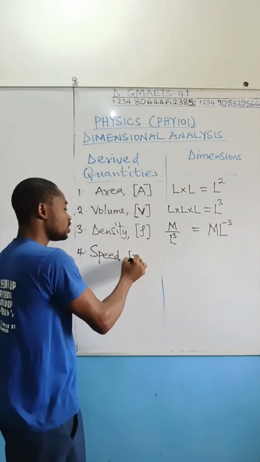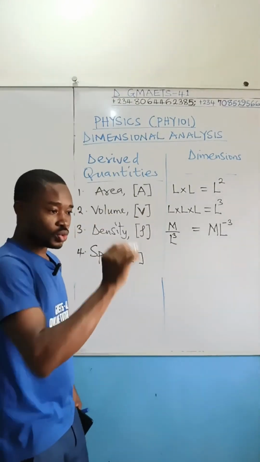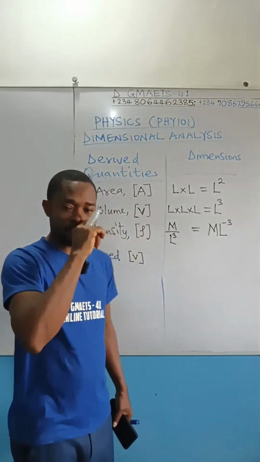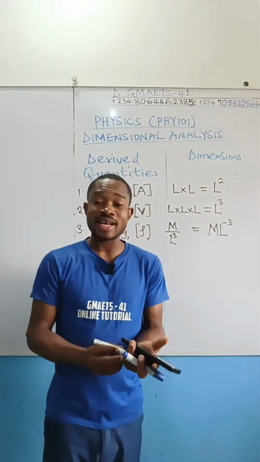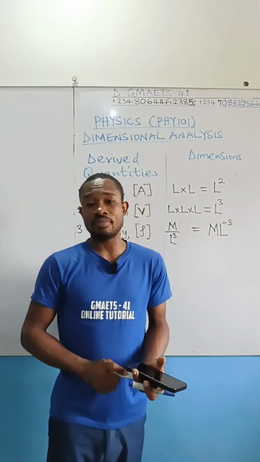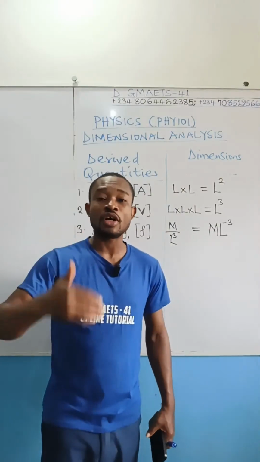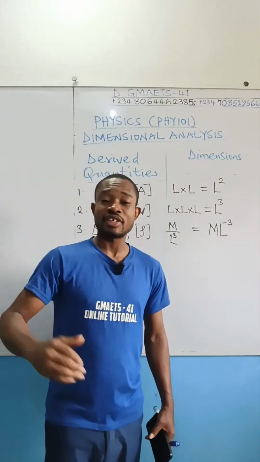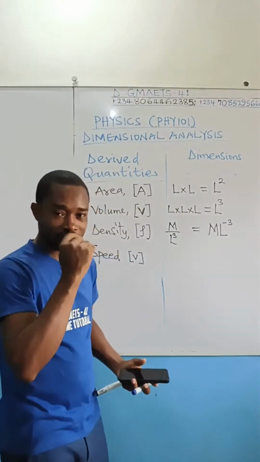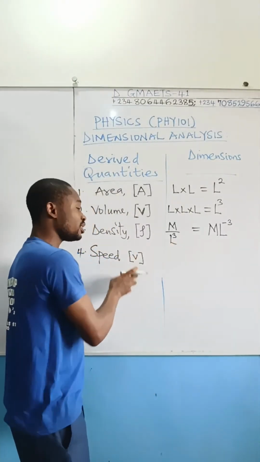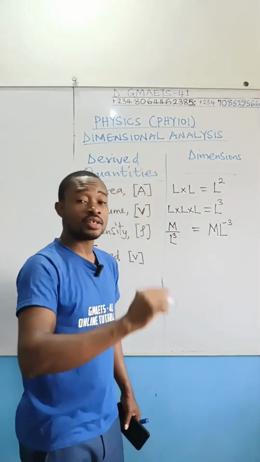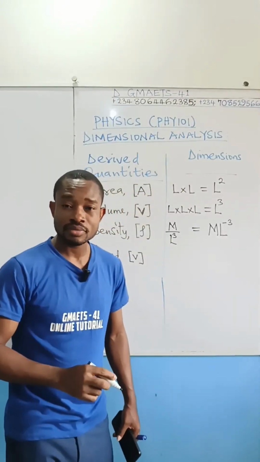Somehow, some will still use V for speed. So the square bracket on that V means dimension of speed. Speed is defined as distance over time, the rate of change of distance. So distance over time gives you speed. Which means that to get the dimension of speed is going to be the dimension of distance over the dimension of time.